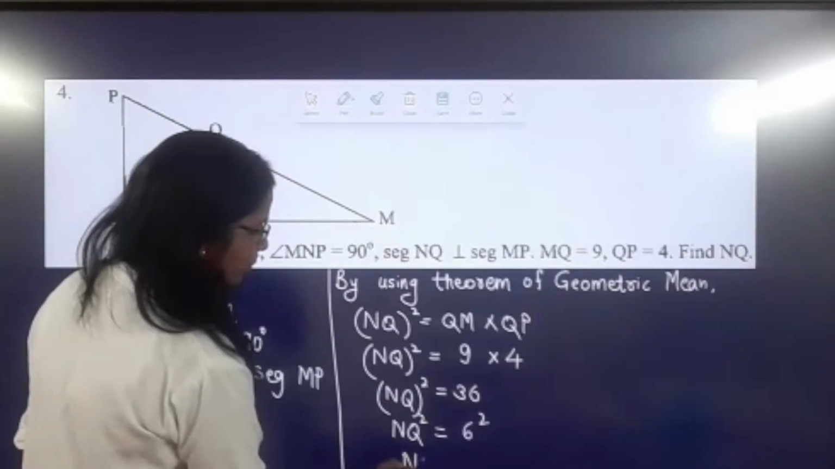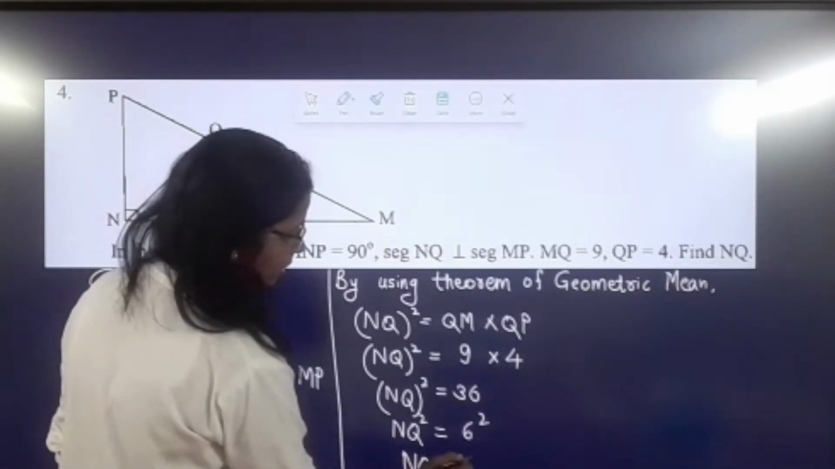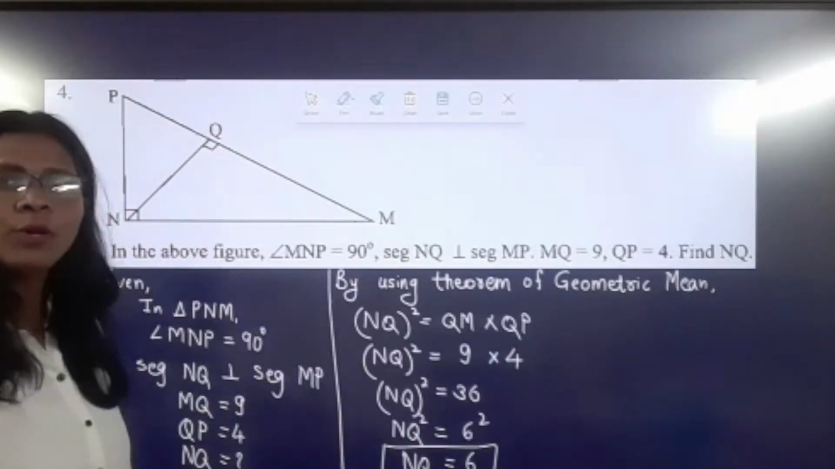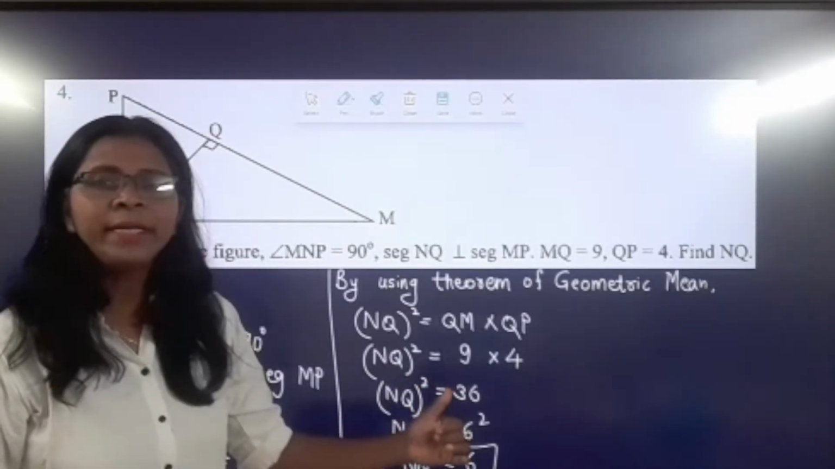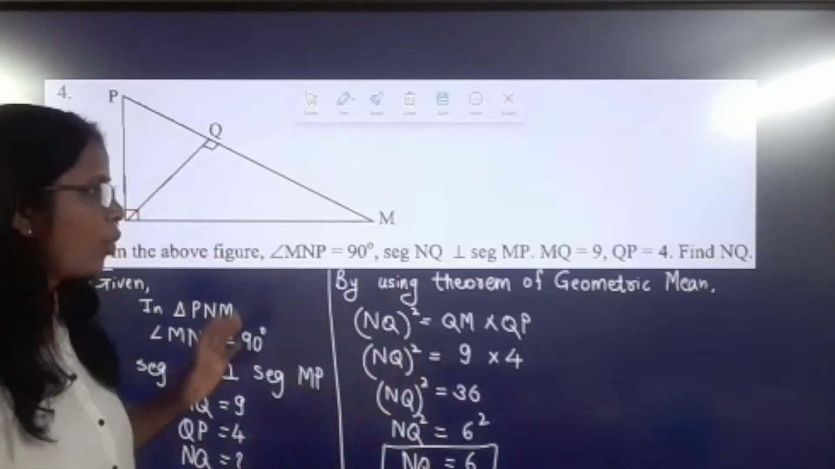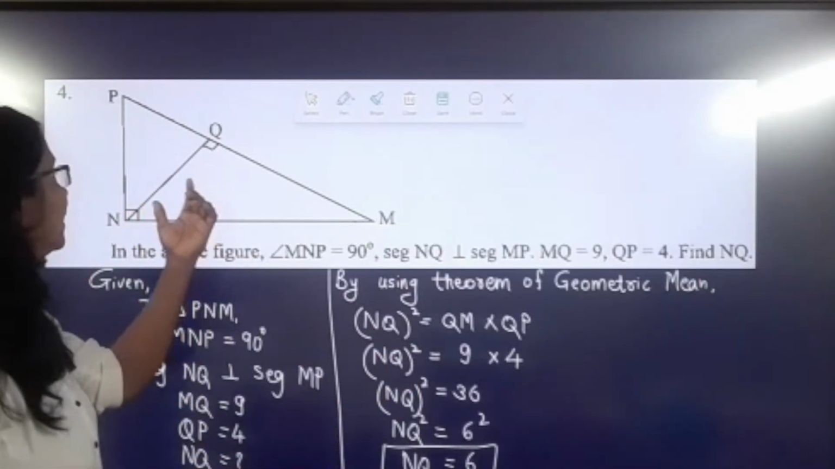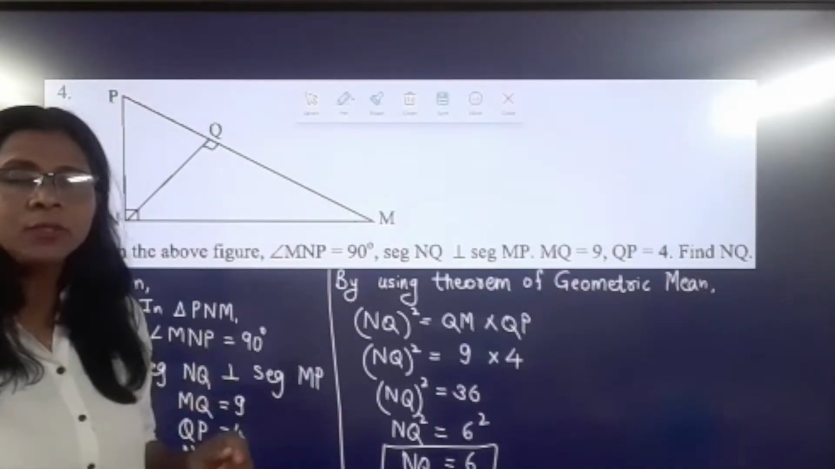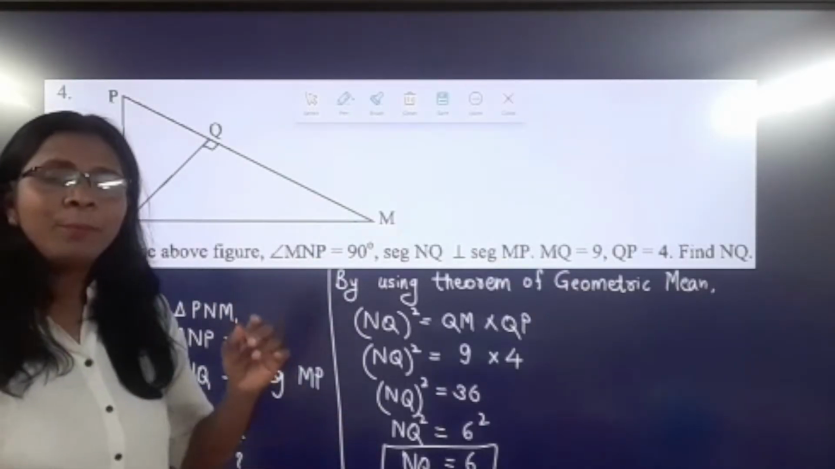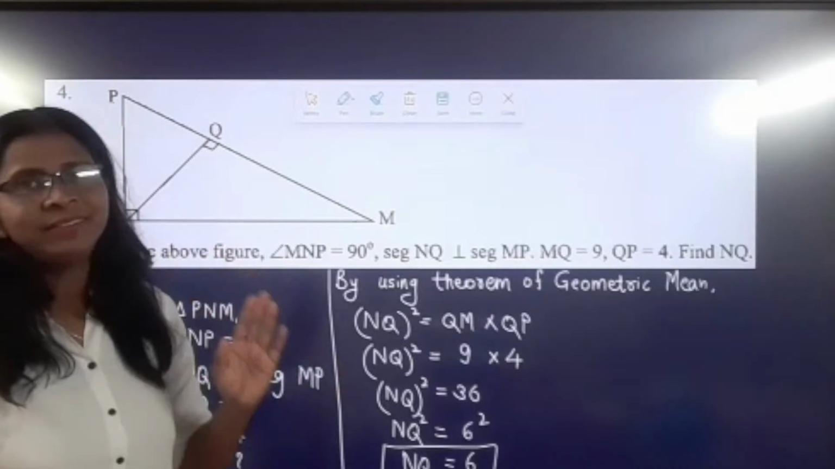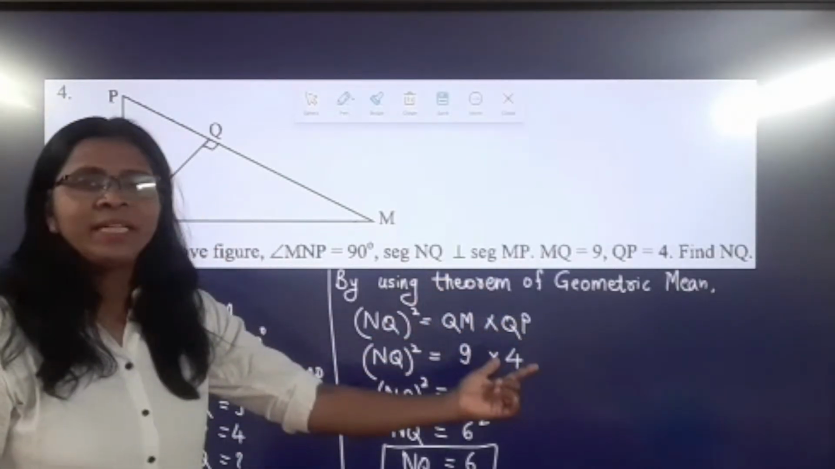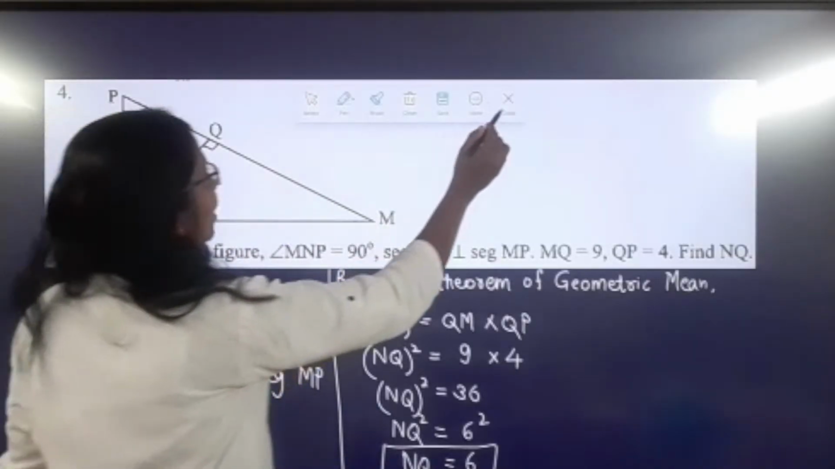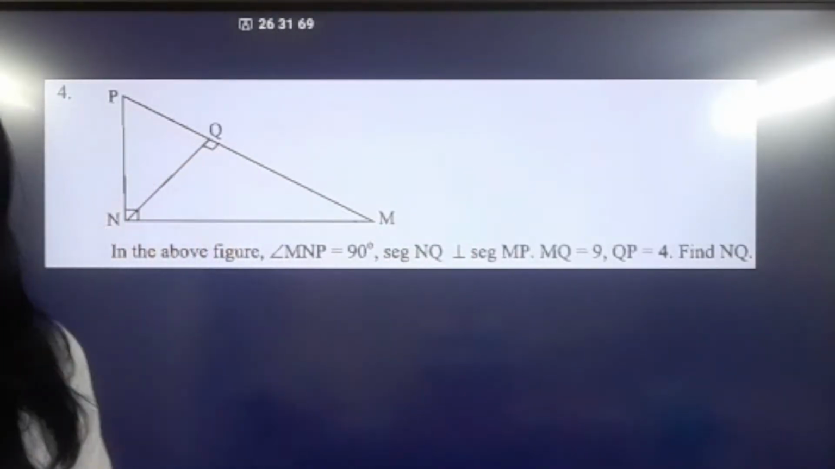So square root on both the sides. So we get, students, NQ is equal to 6. NQ is equal to 6. So by using the property of geometric mean, we can solve it. And there is a clue, students: there is a right angle triangle, in that right angle triangle there is an altitude, and that altitude is on the hypotenuse. Then we can use the theorem of geometric mean. So this is the clue, students, that you have to get from this example.